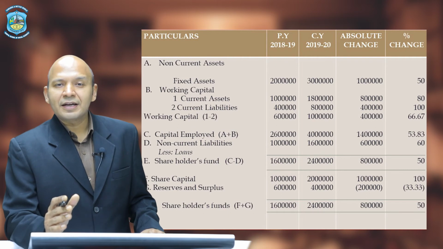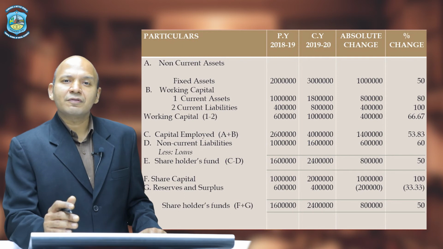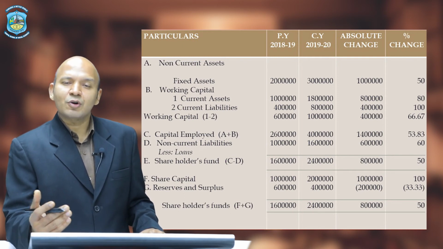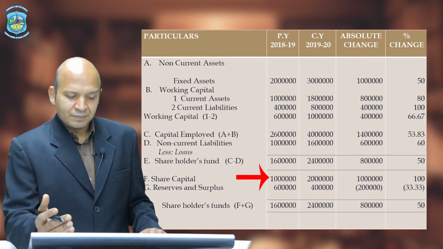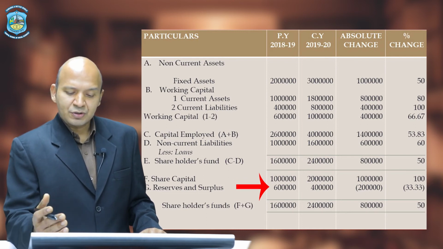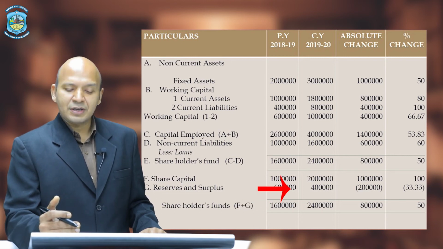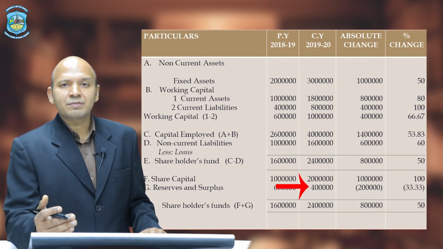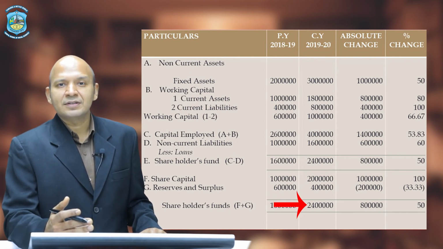F point indicates the amount of share capital and G point indicates the amount of reserves and surplus. Share capital plus reserves and surplus is also equal to shareholders fund. For the previous year 2018-19, share capital was 10 lakhs, reserves and surplus is 6 lakhs, so 10 lakhs plus 6 lakhs is 16 lakhs. And for the current year 2019-20, share capital is 20 lakhs, reserves and surplus is 4 lakhs, so 20 lakhs plus 4 lakhs is 24 lakhs.